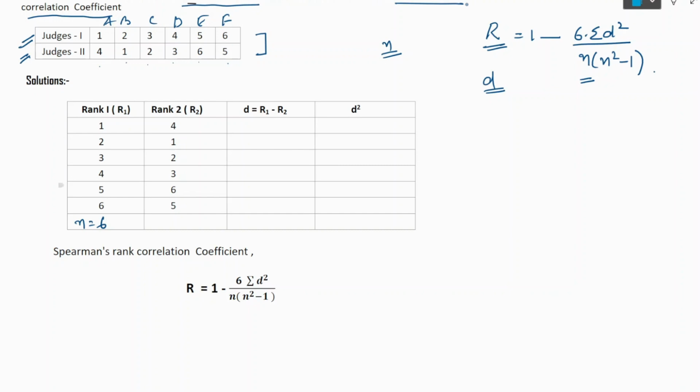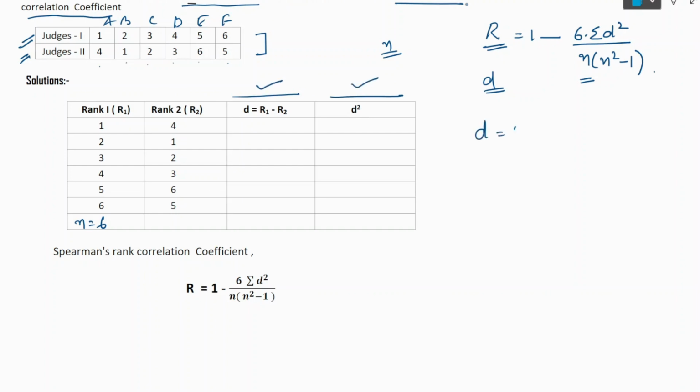Here I have constructed a table. In that table there are 4 columns. The first column is rank 1, given by judge 1, which I have written as R1, and judge 2 has given the ranks, starting from 4 to ending 5. It is marked as rank 2, that is R2. The next 2 columns are extra, d and d square. First we need to calculate d, then calculate d square.